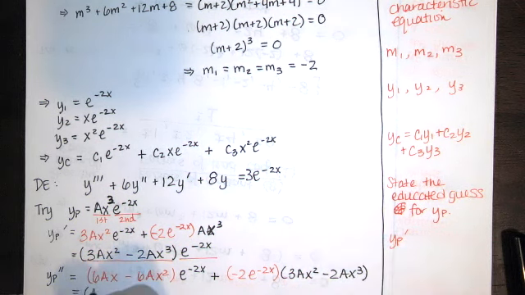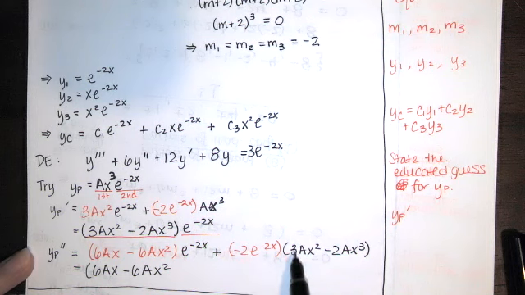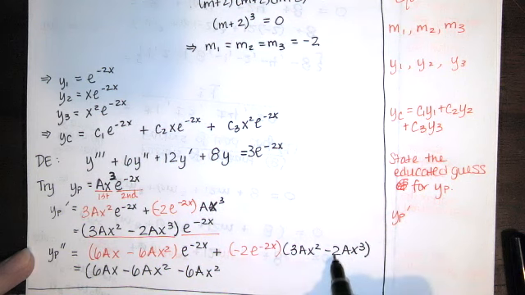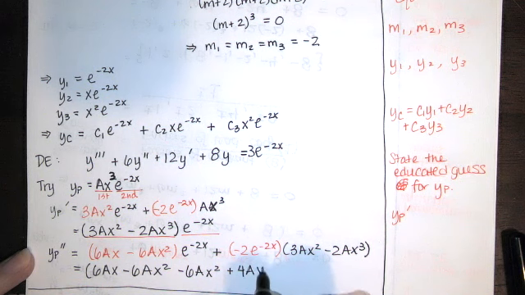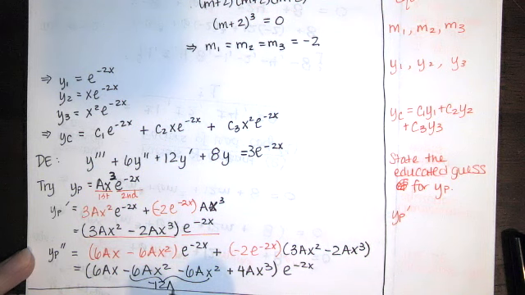And we can simplify that by factoring out the e to the negative 2x. We have 6ax minus 6ax squared. Over here we have a negative 2 times 3ax squared, which is another negative 6ax squared. And then the negative 2 times the negative 2ax cubed is going to give me a positive 4ax cubed times the exponential. And of course these two terms can be combined to give us a negative 12ax squared.